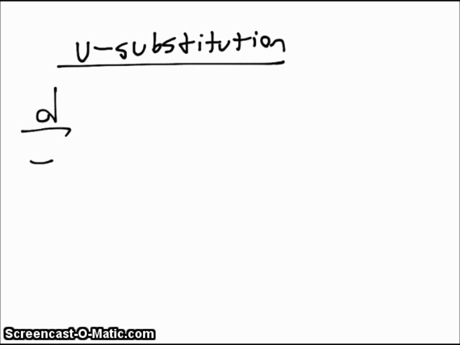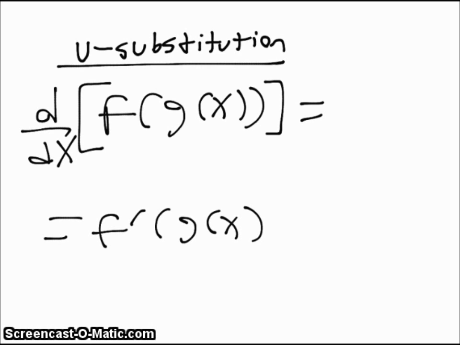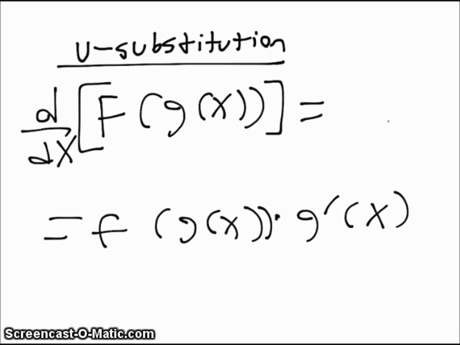So you know that the derivative of f of g of x is equal to f prime g of x times g prime of x. And we also know that if we wrote it in antiderivative notation, the derivative of big F of g of x would be equal to simply f of g of x times g prime of x.